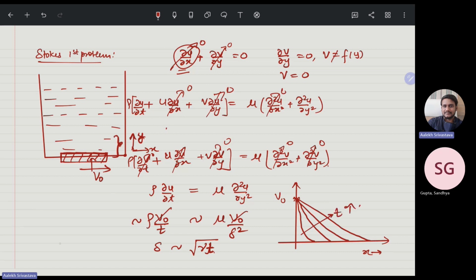So this is the order of magnitude scaling of the problem of how to solve Stokes' first problem, because the viscous layer is only this much, and only till this layer is the effect felt, and after that it is not felt. So at this point the velocity is not induced, and with time it grows, because with time x grows and the velocity is felt in more of the layers.